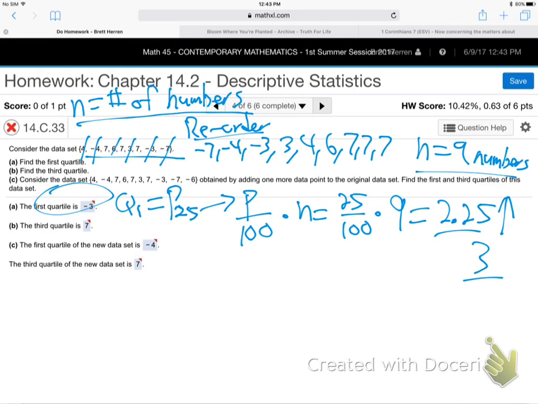Up means up. So the next whole number up above 2.25 is 3. Right? So far so good. Now, the answer is not 3, as you can tell. The answer's over there, it's negative 3.